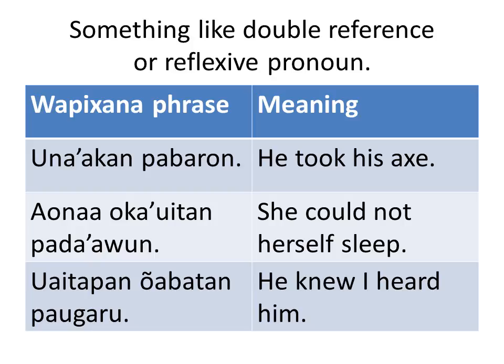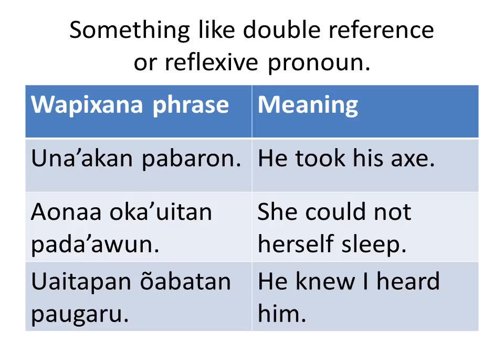The second sentence we have is auna oka utan pada awun. So the o, she couldn't do something. Auna oka utan. And then padaawun, she herself couldn't sleep. Echoing back to the o. Pa.